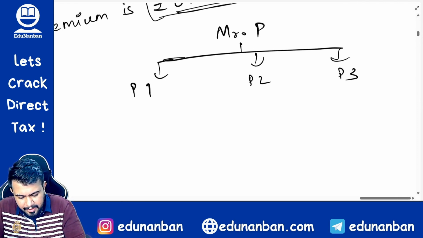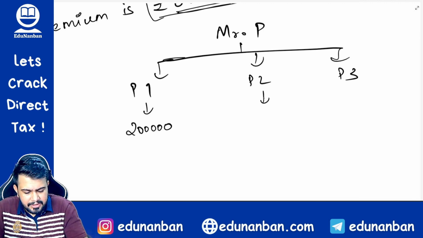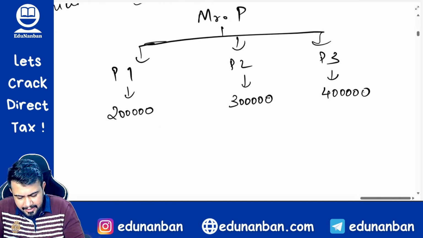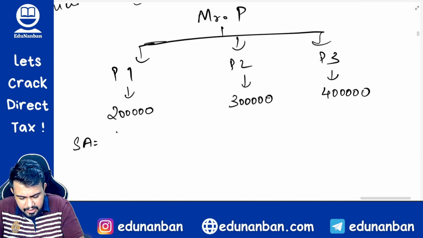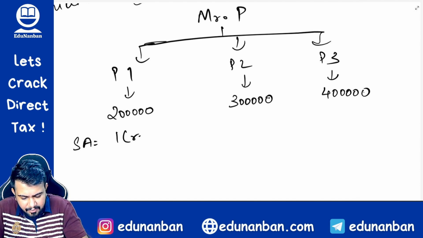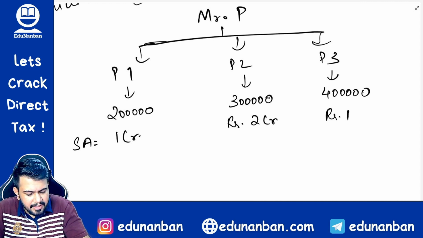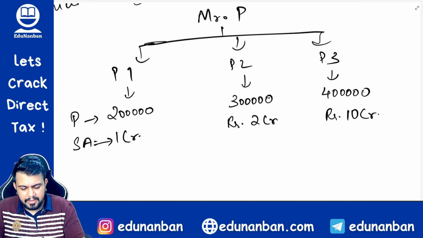The premium for policy 1 is 2 lakh rupees. The premium for policy 2 is 3 lakh rupees, and the premium for policy 3 is 4 lakh rupees. Let us also assume that the sum assured for this 2 lakh policy is 1 crore. The sum assured for this 3 lakh policy is rupees 2 crore, and the sum assured for this 4 lakh policy is rupees 10 crores. So premium is given, sum assured is given.